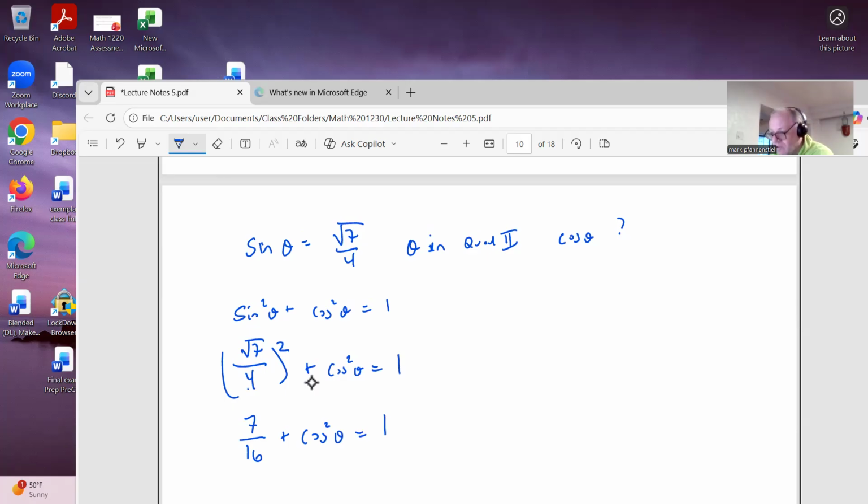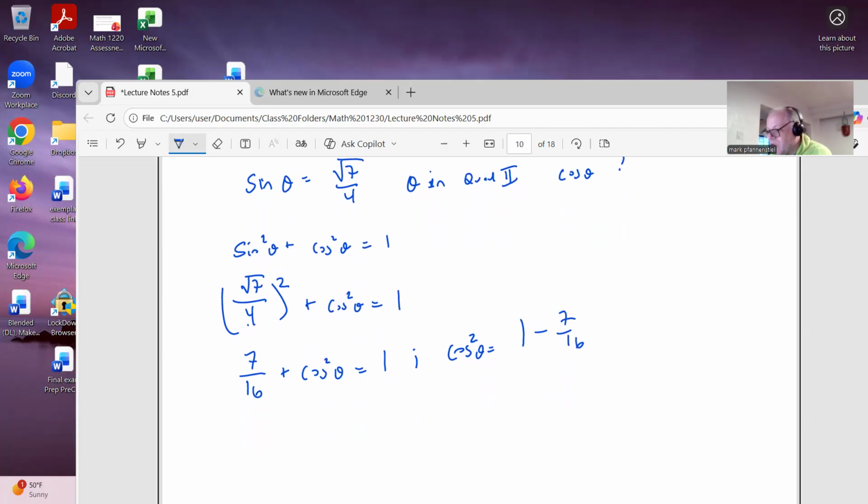is equal to 1. Solving for this, we have cosine squared is equal to 1 minus 7 over 16. So we could say that cosine squared is going to be 16 minus 7 all over 16. We're just going to multiply the 1 by 16 over 16. So 16 minus 7, that's going to give us 9/16, and that's equal to cosine squared. So we have cosine squared theta is equal to 9/16.